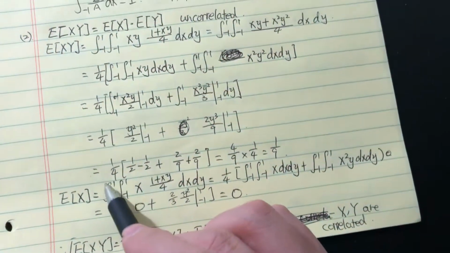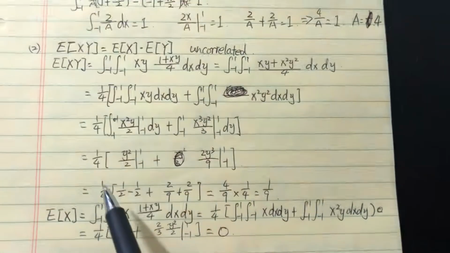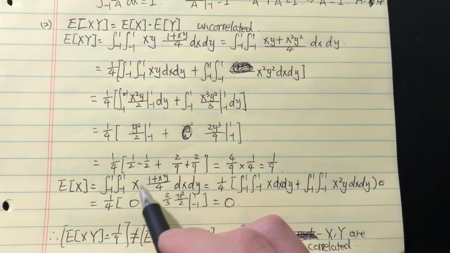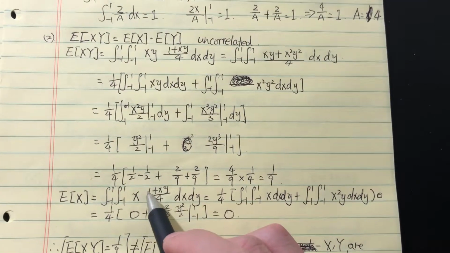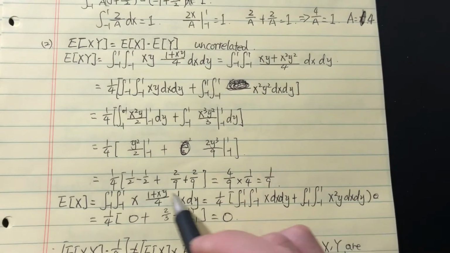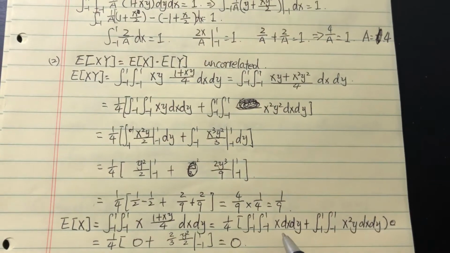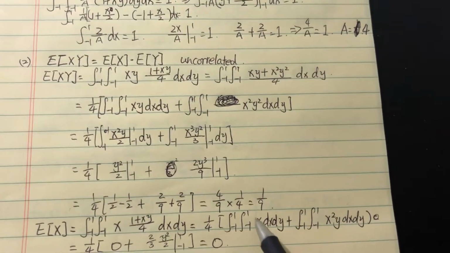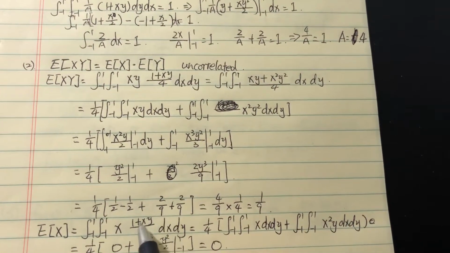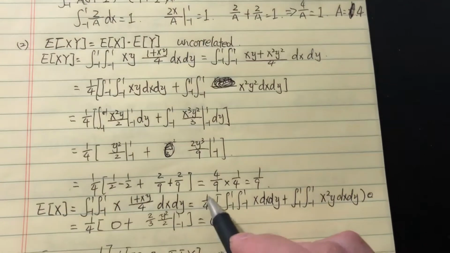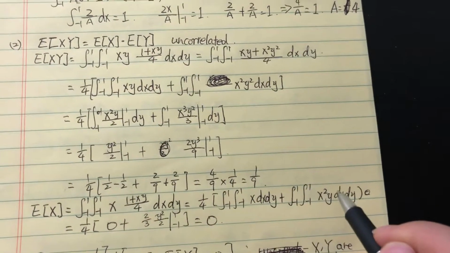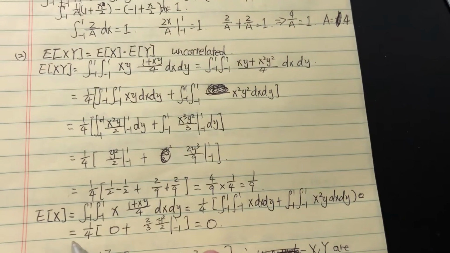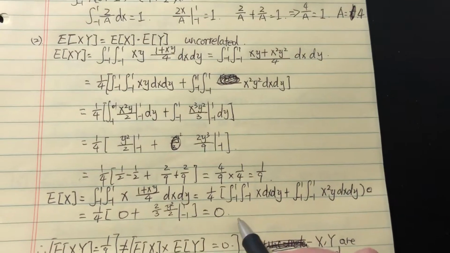So we can get the final answer is 1 over 9 for E[XY], and E[X] is equal to the integral of x times f(x,y) dx dy. So it is equal to x plus x squared y over 4, so move out 1 over 4, so x and x squared y, and we can get that through integration the final answer is E[X] is equal to 0.